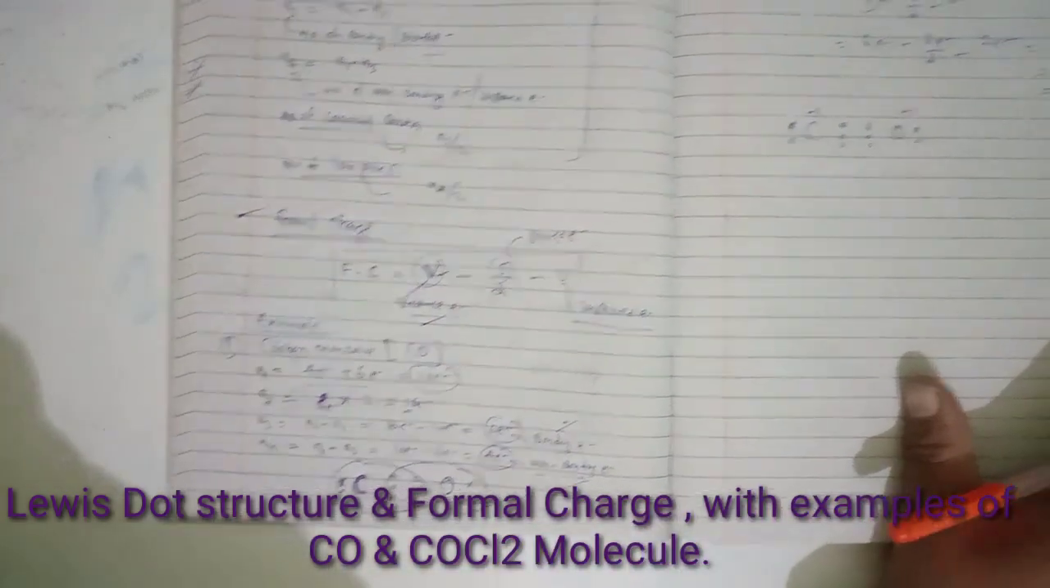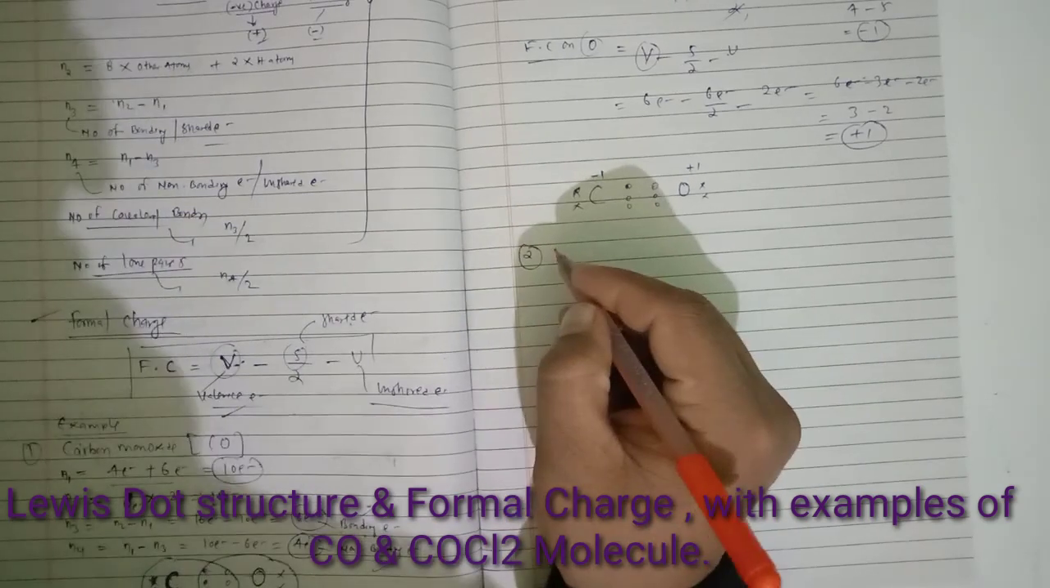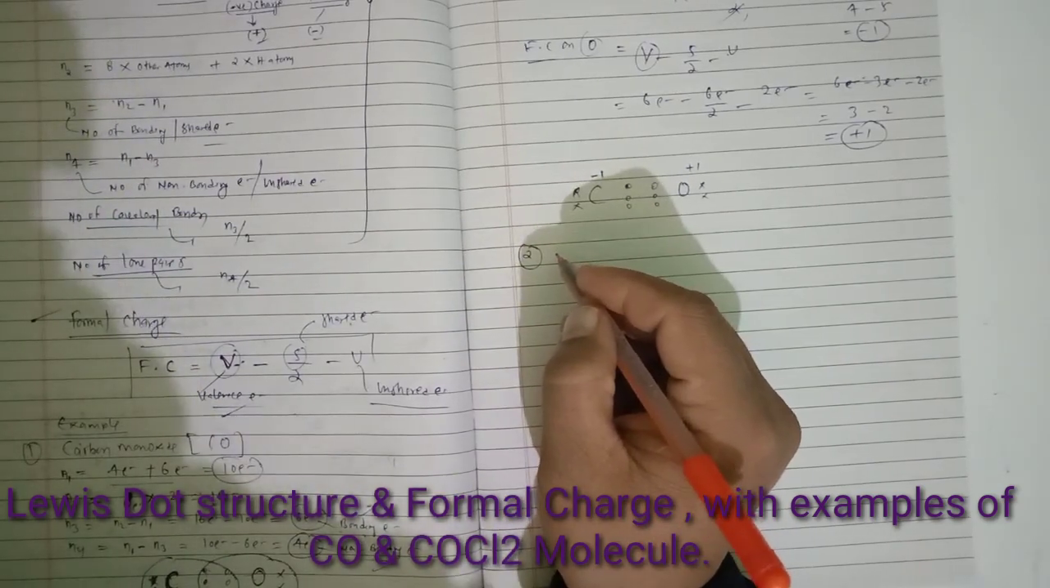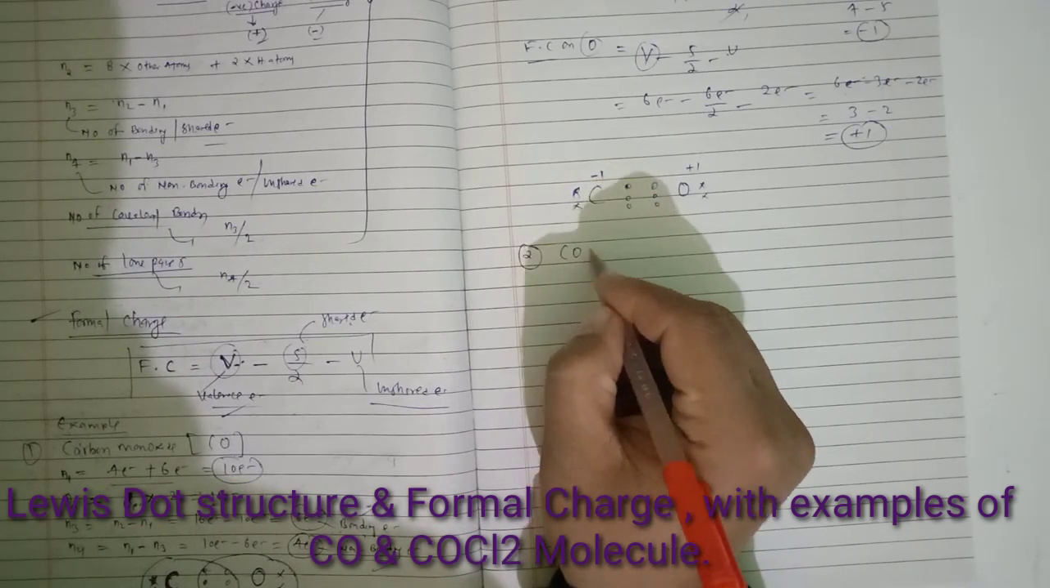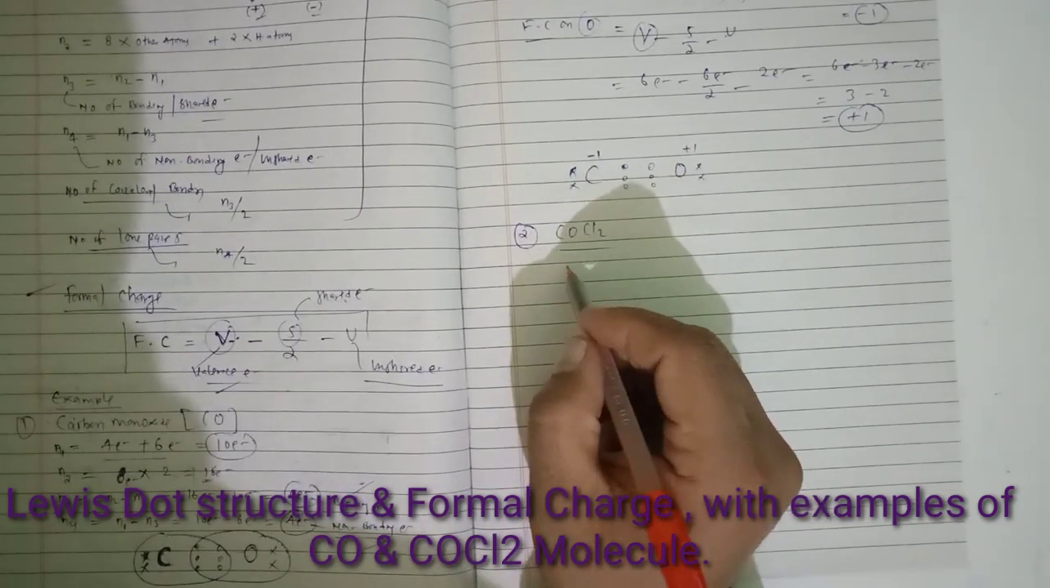We can take one more example here. I'm taking COCl2, and here we will be making the Lewis dot structure.